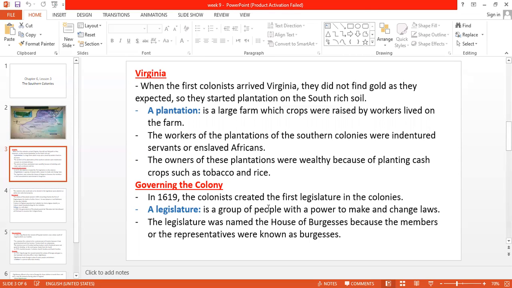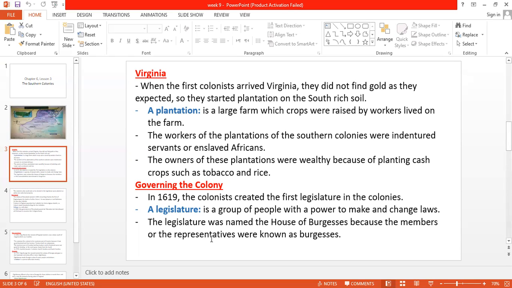You remember in chapter 6, lesson 1, I told you that the governors of the colonies established assemblies, okay, and the members of this assembly were called representatives. Here it's also like an assembly or parliament or congress, okay, it's called a legislature. So the legislature is a group of people and they have the power to make and change laws. Okay, this legislature in the South also has another name. This name is the House of Burgesses.